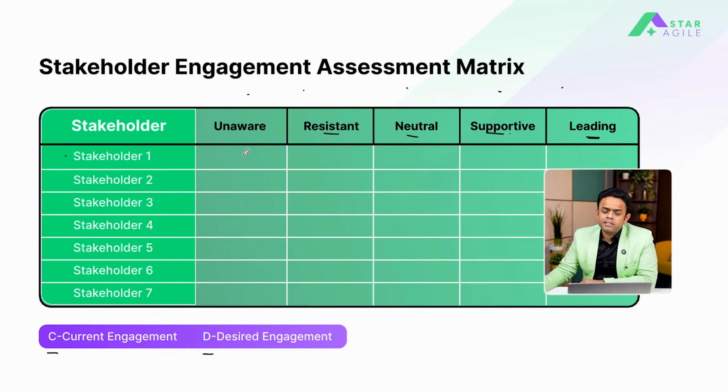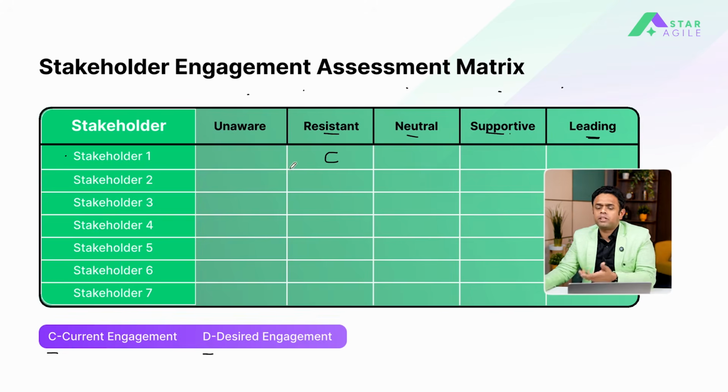So the letter C here stands for current, and the letter D stands for your desire. If you see here, if I put stakeholder 1, C, that means currently I figured out that he is resistant. But my mind says, oh my God, if this guy is resistant, I don't think my project will go smoothly. What can I do to make him supportive? Your mind should start thinking.